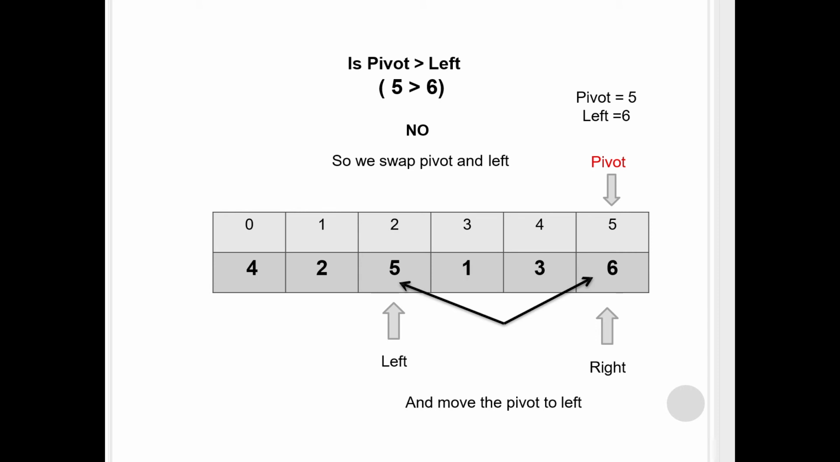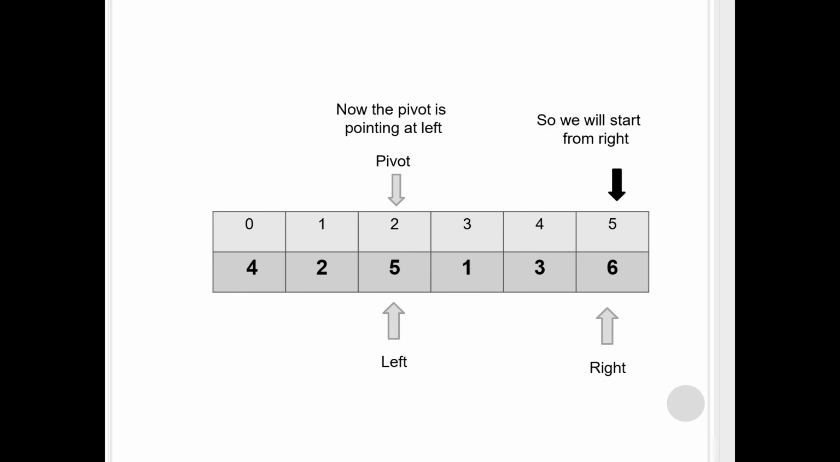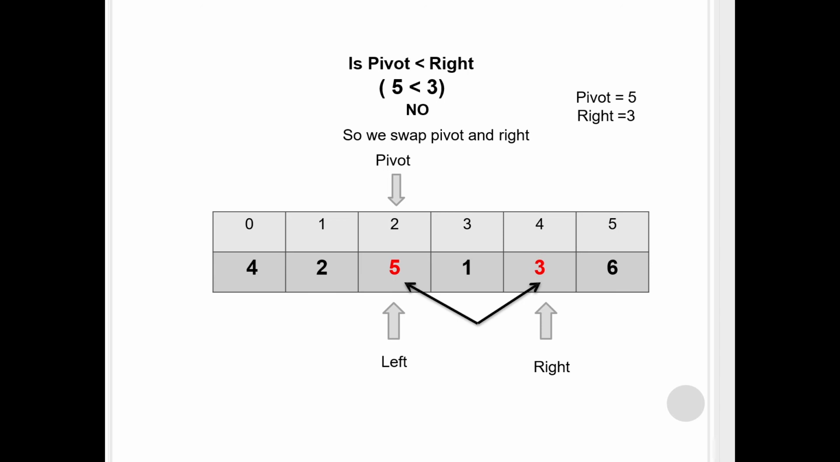And so now we move pivot to the left. Now the pivot is pointing at left. So we'll start from right and move towards left. Now we're going to check, is pivot less than right? Which is true in this case. So we move the pivot one position to the right. So we check, is pivot less than right? No. So we swap the pivot and right, and there you go, the swapping is done. Now we move the pivot to the right.